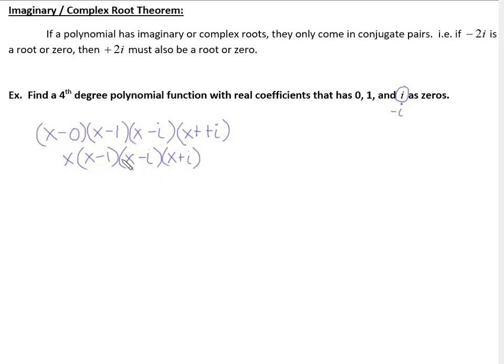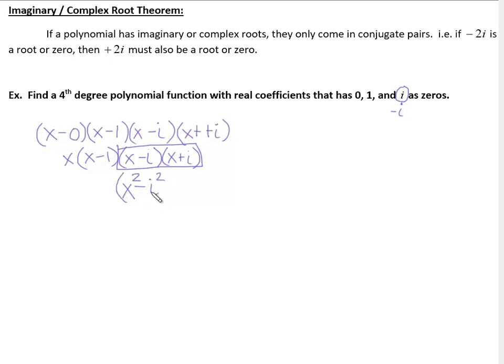Okay, but we're going to multiply our conjugates together first. Always do your conjugates together, so that way we can get those middle terms to cancel out. So remember, I only need to do the first term and last term. We don't need to worry about the middle terms with conjugates. That gives me x squared, x times x, and negative i times i is negative i squared.